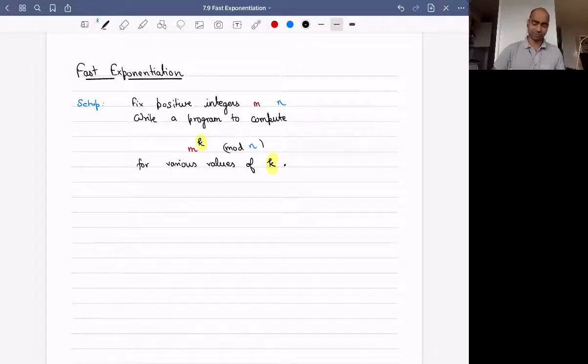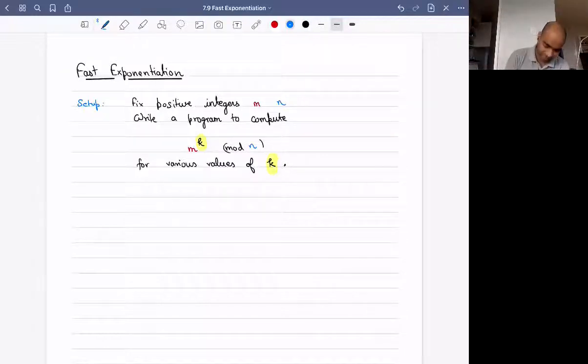And the setup is the following. Suppose we have two positive integers m and n, and I want to write a program that computes m to the k mod n for different values of k. Okay, so m and n are fixed. So the thing that I'm taking the power of and the thing that I'm taking the remainder to are fixed, but I'm repeatedly asking for different powers of m. And this is needed, for example, in the RSA algorithm that we're going to see in a couple of videos.